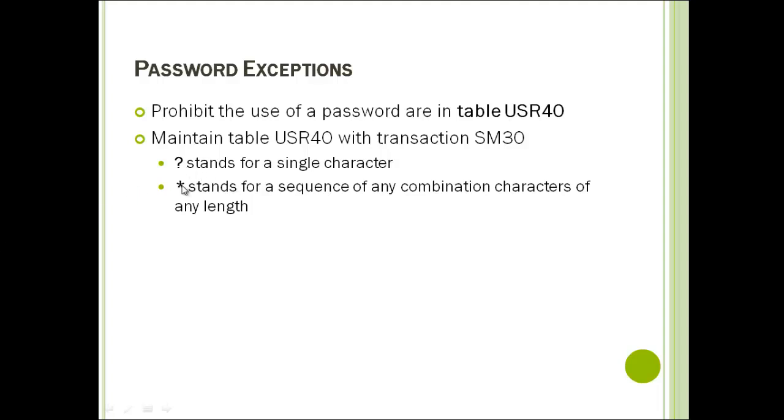Or for an example with the question mark, let's say you enter AB? Then anything starting with AB where the third letter can be anything will be prohibited from entering. So you cannot have anything starting with AB followed by another letter, like ABA, ABB, ABC, something like this. We cannot use anything starting with AB. So that is the use of the question mark. Using USR40, we can prevent this kind of password exemption. Let's see in our system how we can prevent these kinds of passwords.